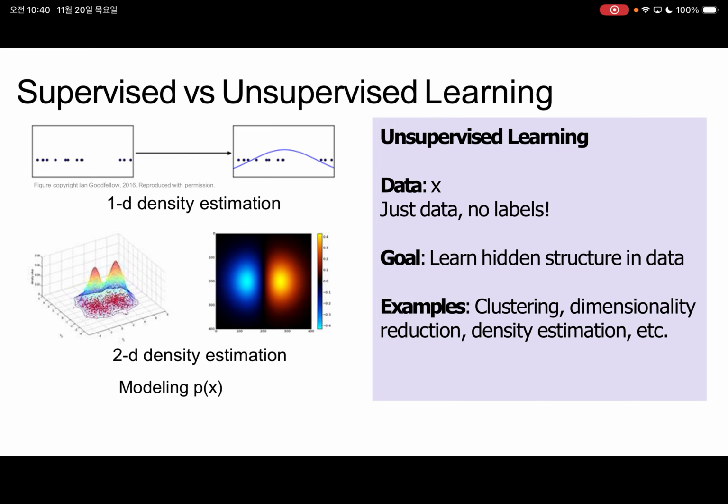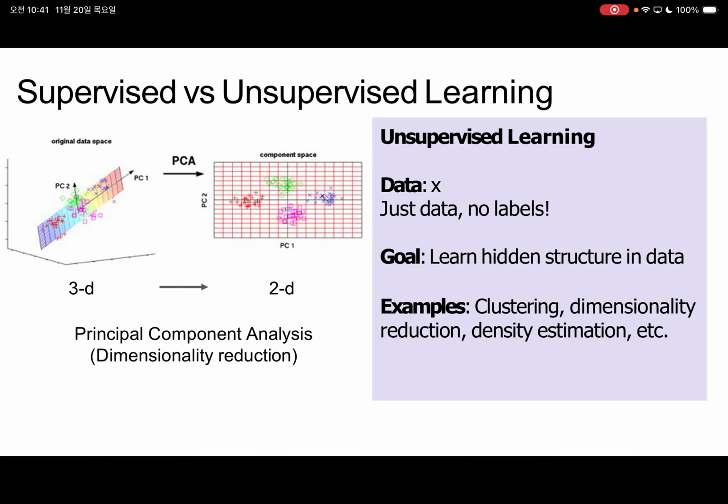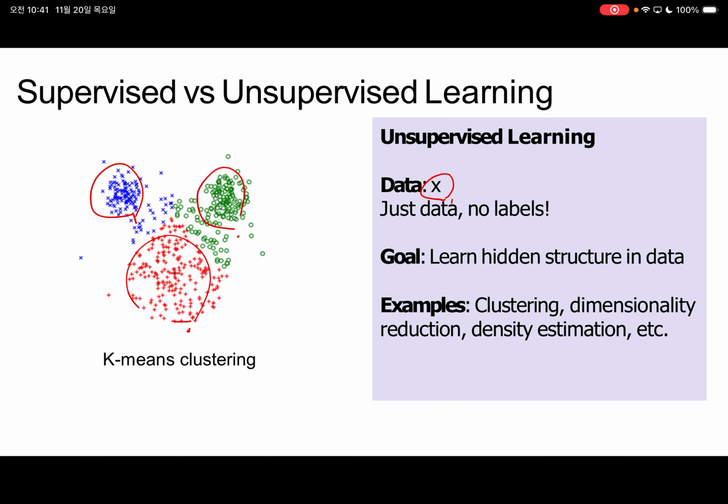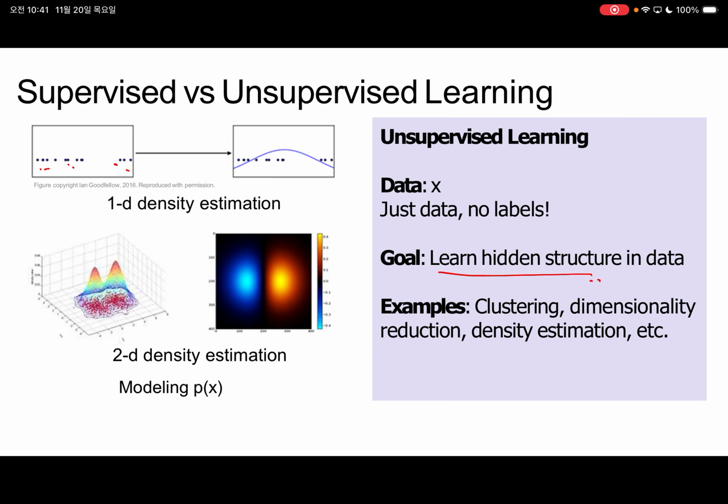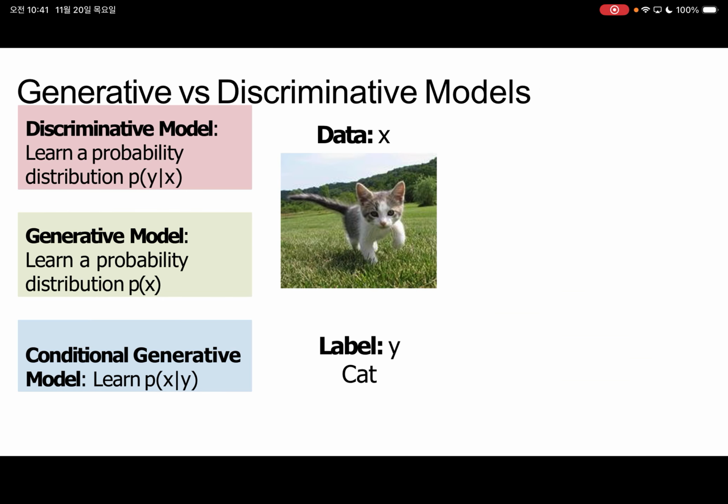So the goal is to learn hidden data structure. Let's say we have lots of data points, and we'd like to fit a Gaussian distribution to the data, or reduce the dimension of data, or cluster data. And as I said, as we do not have labels, it is impossible to learn a function that takes input X to Y. So far we studied the difference between supervised and unsupervised learning. Let's proceed to generative models.